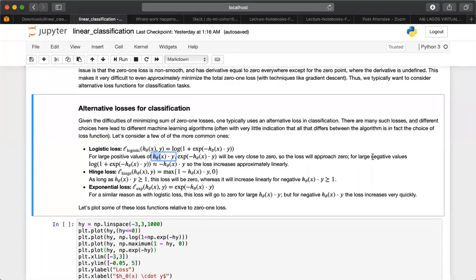But for large negative values, yeah. What am I saying? Sorry. Do I need my glasses?